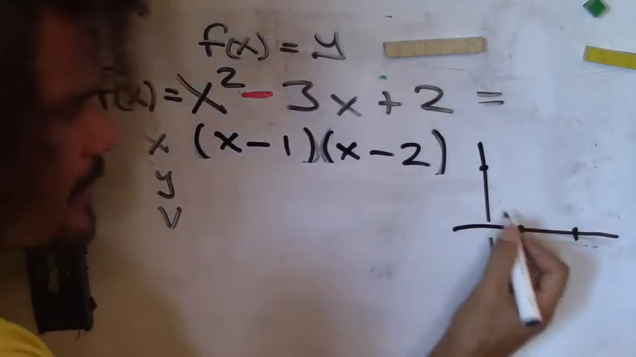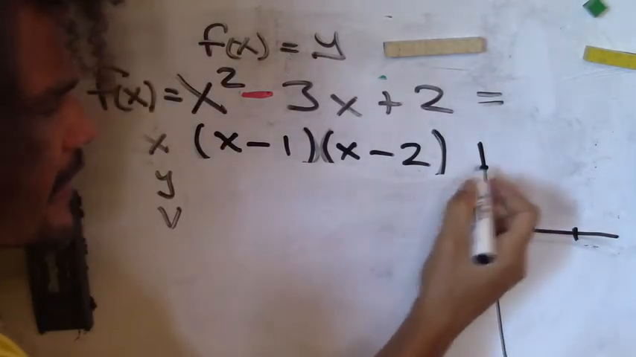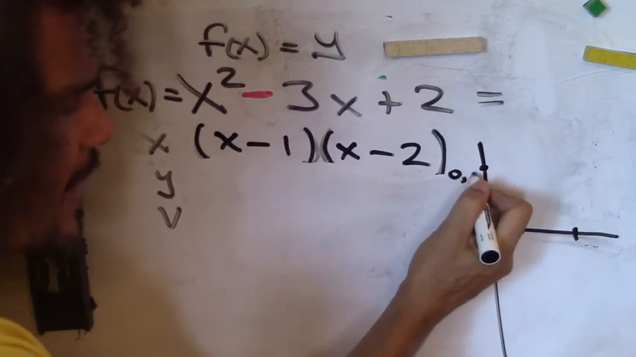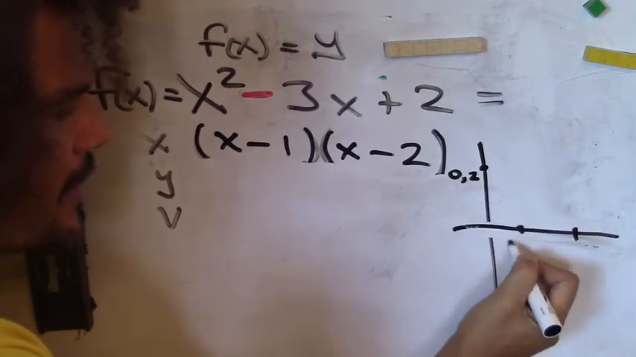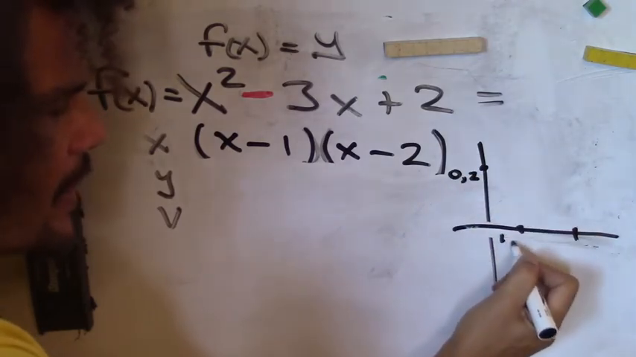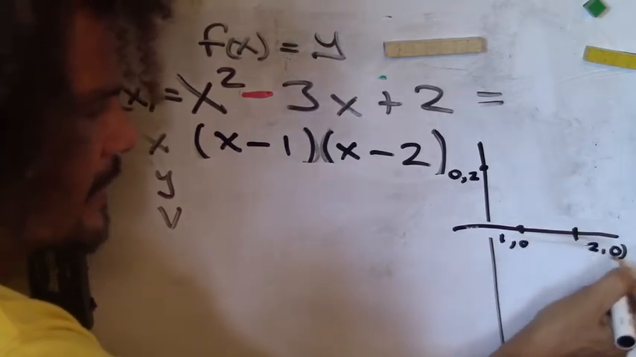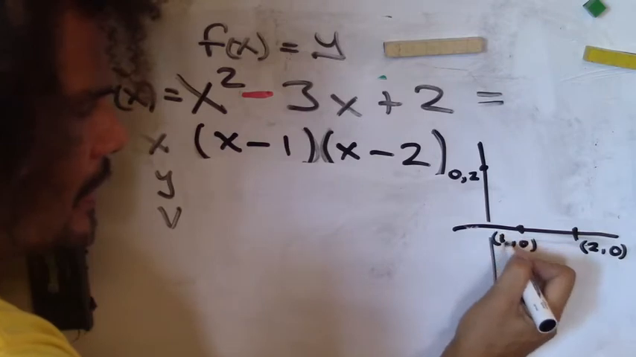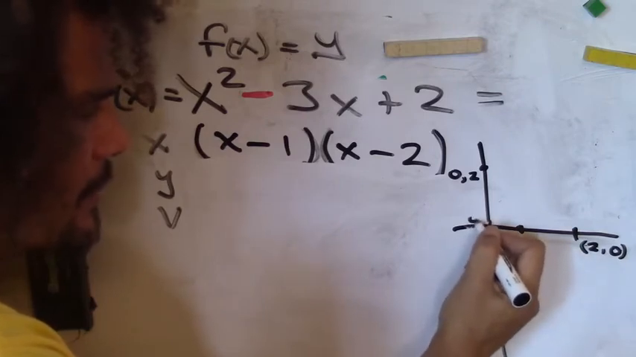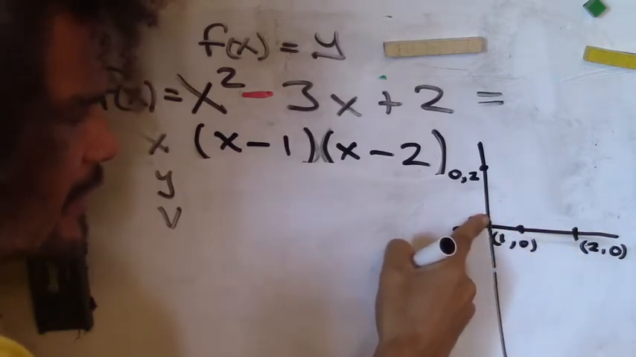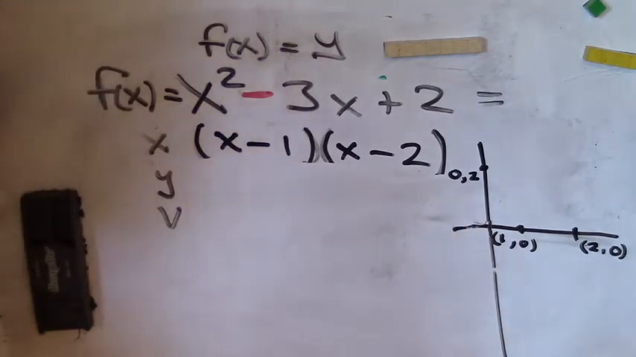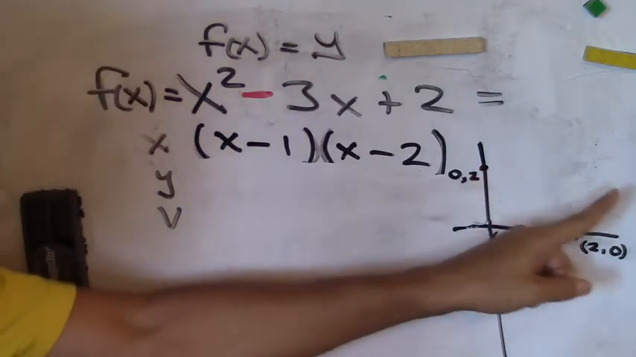Now, I'm going to label some points. This is x is 0, y is 2. This is x is 1, y is 0. This is x is 2, y is 0. Got to label these points. And this is 0, 0. That should be a gimme. We know the origin is nothing, nothing. Now, what's the point across over here?